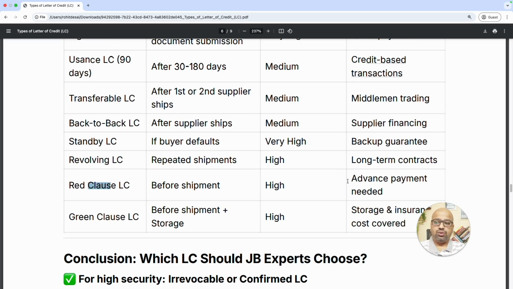Red clause, you will get an advance payment of 10-20%, which is mentioned in the LC. You can ask for it, you will get the advance payment, and later when you submit the documents, you will get the balance payment. In green clause, it will cover shipping, storage and insurance. If you want that also to be covered, you can take the advance and then submit all the rest of the documents, and you will get the balance payment.